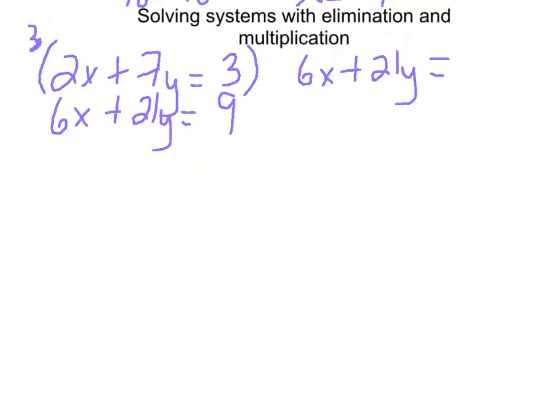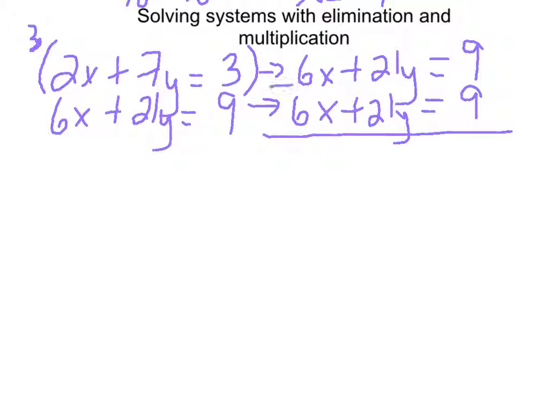And 3 times 3 gives me 9. Now I can just copy the bottom equation exactly the way it was. And I don't know if you're paying attention or not, but you might have already noticed something. So my x's are both 6's. They're both positives. So I have the same sign.